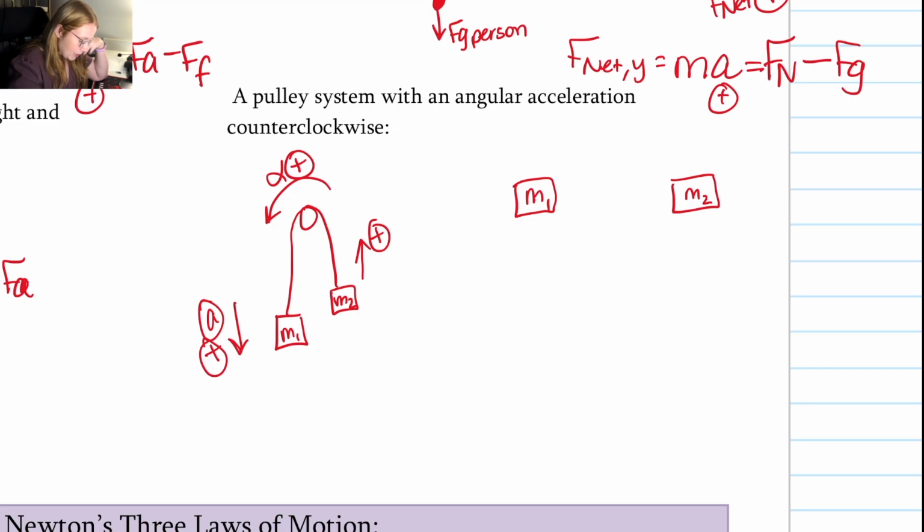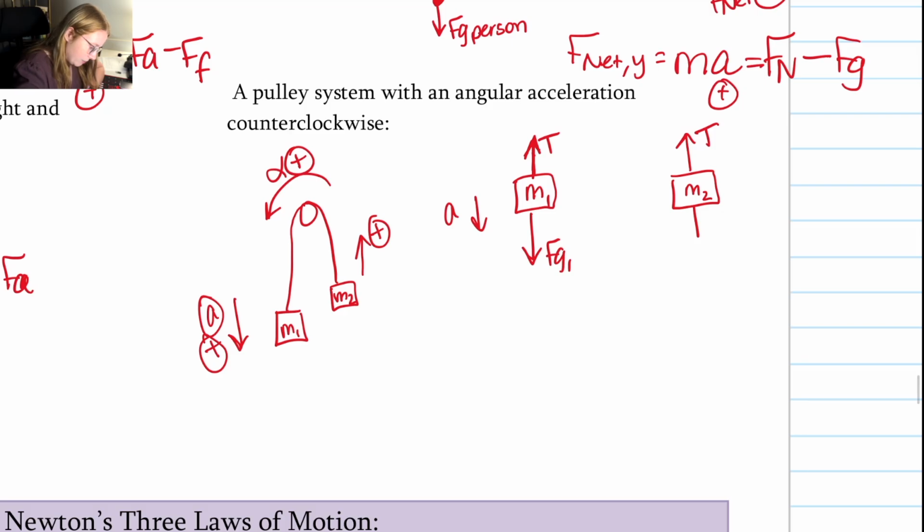So since mass 1 is accelerating down, we have FG1. The tension should not be as great as FG1. That way we have an overall, we're accelerating down, and so we need a bigger force on the bottom. For mass 2, it's accelerating up. So we have tension, and I want to make them kind of the same size because they are the same section of rope. And then for the force going down, we have FG2. And it's accelerating up, so that tension should be bigger than the FG2.